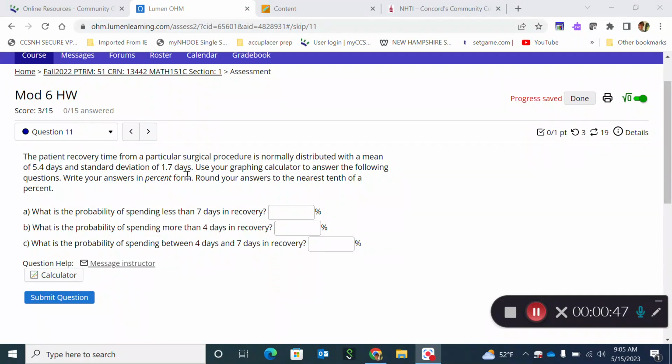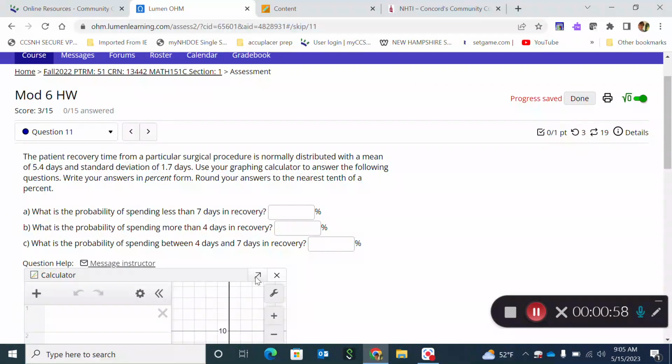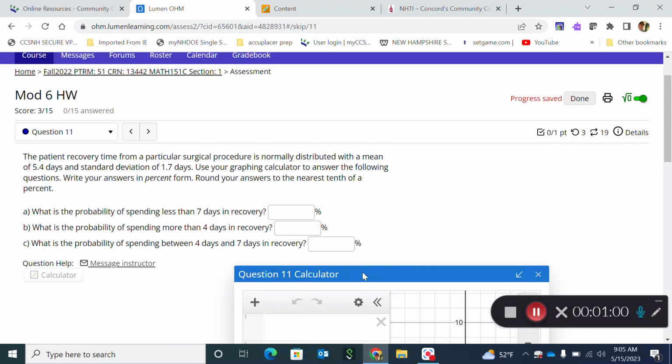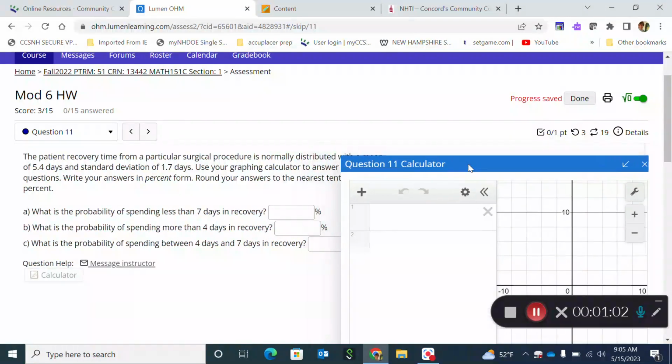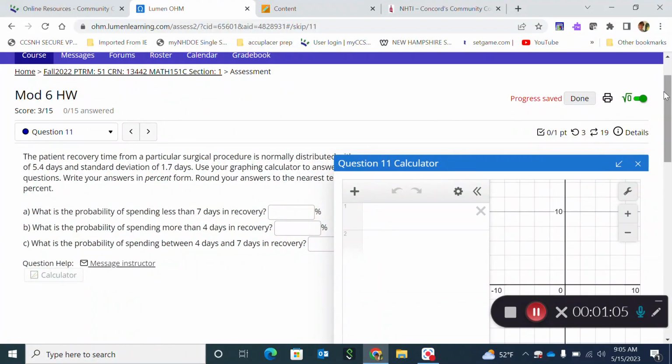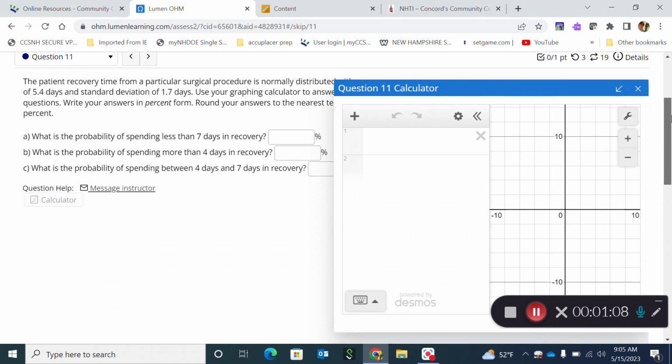And the great news is you could use a handheld graphing calculator for this, or we can click the button below the question that says calculator, and I'm going to pop that out on the screen. And you can see that this is our Desmos calculator. And it's a Desmos Graphing Calculator. You really don't need the graph part for this, but it does give you all the features for the normal distribution. So I'm going to show you how we're going to answer these three questions.